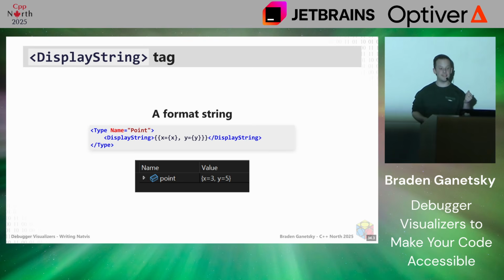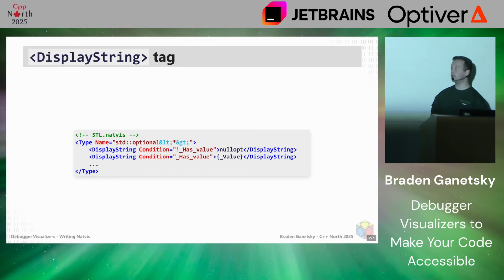So, okay, this is how the point will display. If you don't expand the arrow, it'll display as x equals 3, y equals 5, assuming I have x and y as 3 and 5 respectively. So quite simple here.